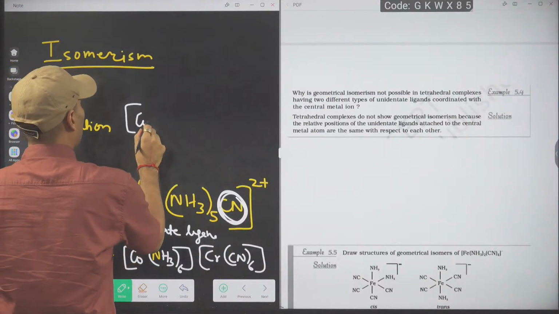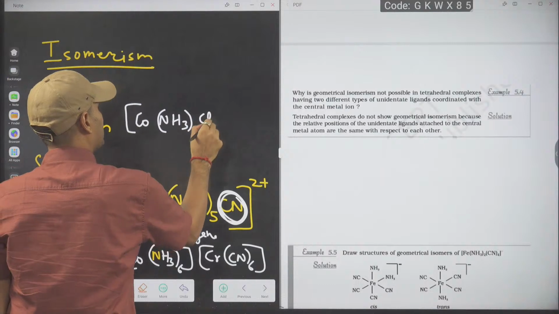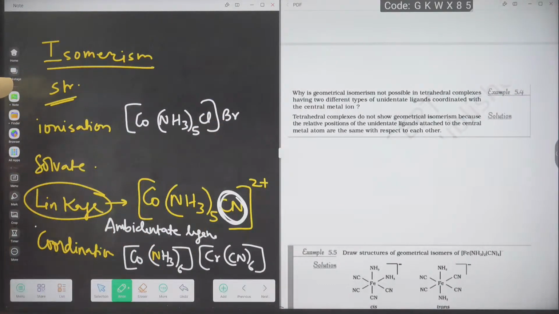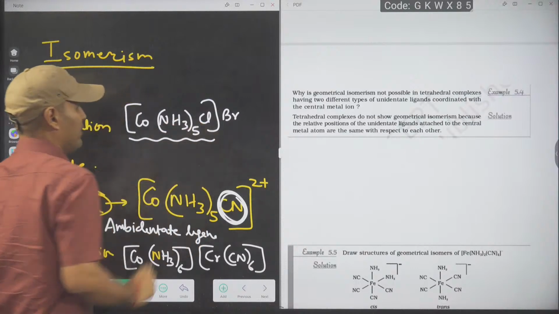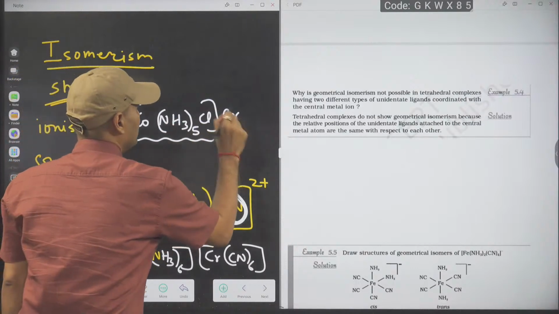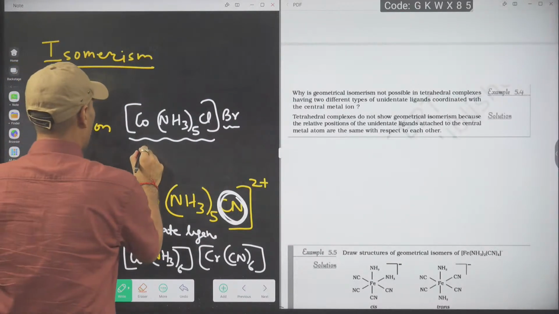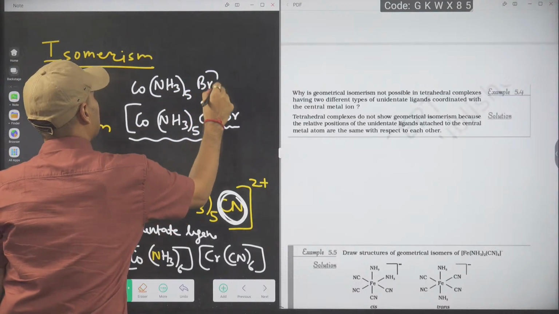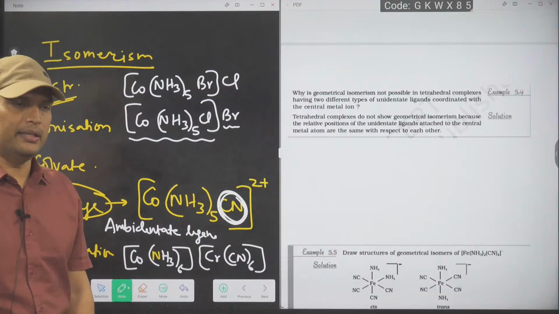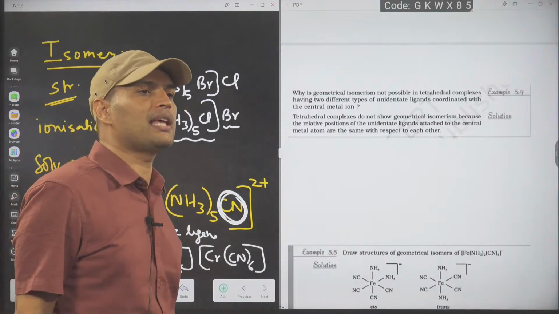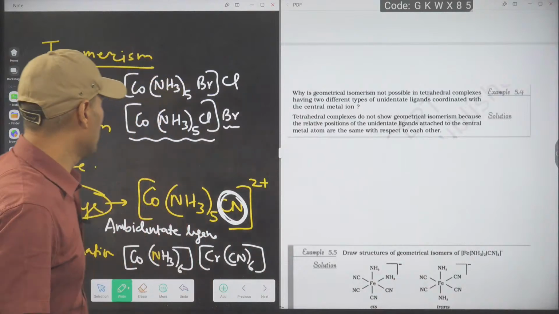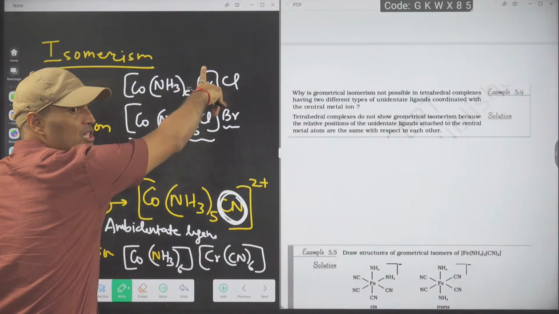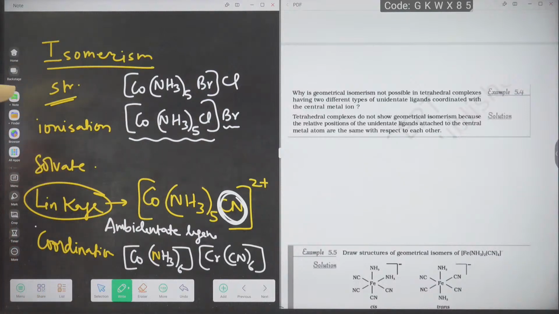See, if you have a compound like [Co(NH3)5Cl]Br, Cl is here and Br is here. Now we know this is the coordination sphere, and this is the ionization sphere. So I will write one more compound, [Co(NH3)5Br]Cl. I will put Br inside and Cl outside. So if there is exchange between the coordination sphere and the ionization sphere, then that is known as ionization isomerism. Sir, then what is solvate?